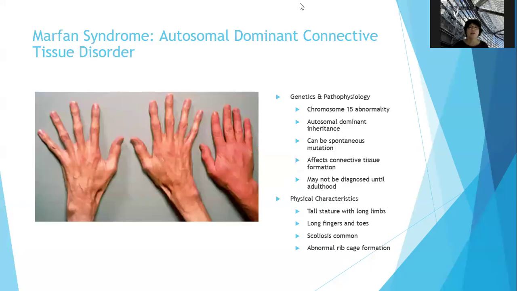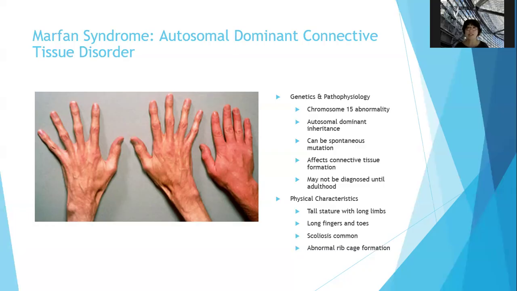So just an example of an autosomal dominant disorder, Marfan syndrome is a connective tissue disorder, so it affects the gene for certain types of connective tissue. It's known to be on chromosome 15. It's an autosomal dominant. It can be a spontaneous mutation or it can be inherited from the parents. It affects connective tissue formation, and it may not be diagnosed until adulthood, depending on the manifestation of the disease. The physical characteristics are tall stature with long limbs, long fingers and toes. Scoliosis is common, and sometimes you get abnormal rib cage formation.